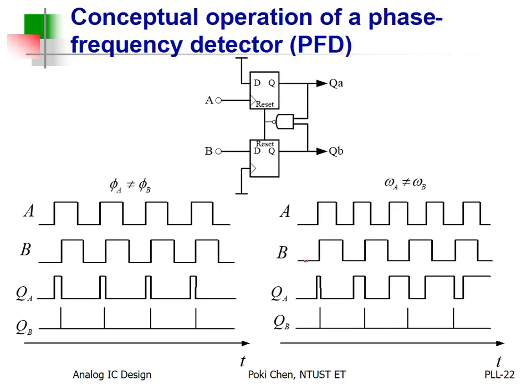So, after the rising, for example, the input leads the output. The input rising edge arrives earlier than the output. Okay, that is for the first explanation. My rising edge arrives first, so I set my output to be 1. Okay? And then here comes the rising edge of your output. So you also set your output to be 1. But through the help of the NAND, if both are 1, you get 0 to reset both. That's it. Got it?